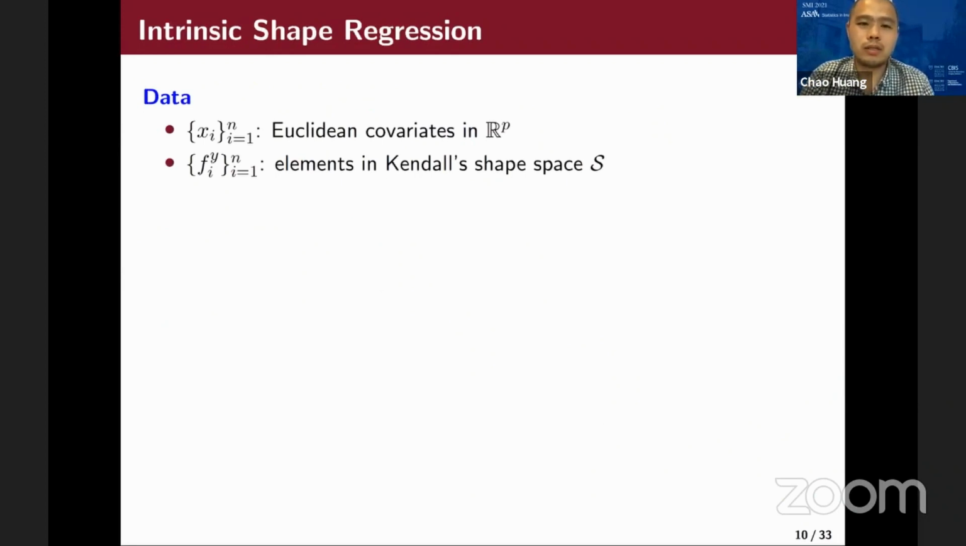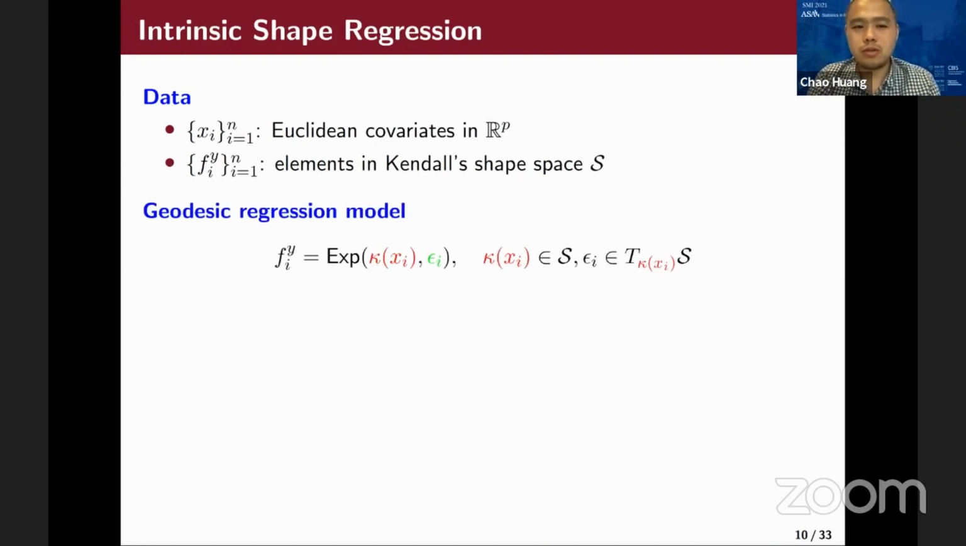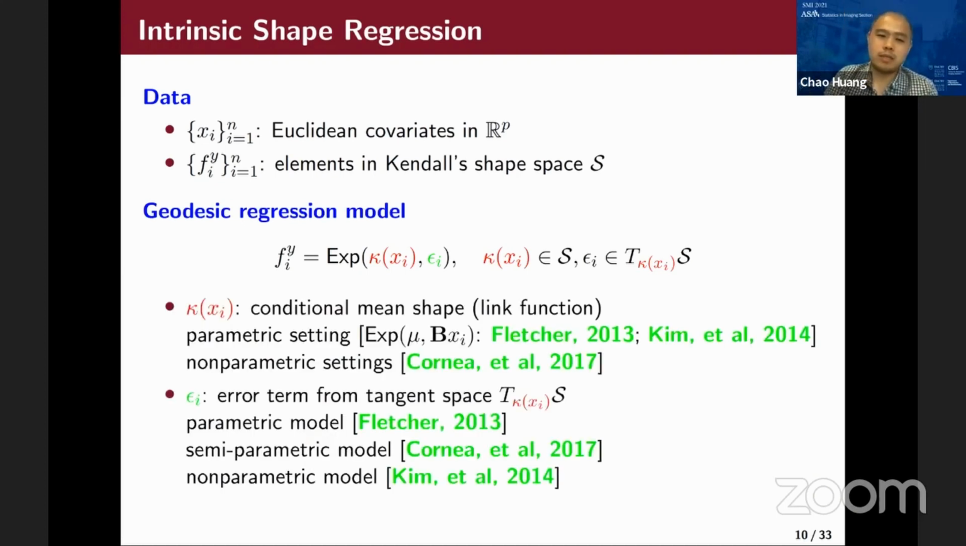And now we can talk about some details of this intrinsic shape regression. First, we have data sets. We have some predictors which come from the Euclidean space, and we have all these shape responses. For example, we can assume that they are in the Kendall shape space. And we can write down the geodesic regression or intrinsic shape regression model in this way. Here, the exp is the exponential map we introduced in the previous slides. And now we have two important terms in this regression model. One is kappa(X), which we call the conditional mean shape.